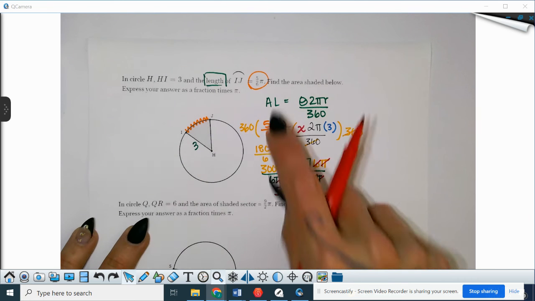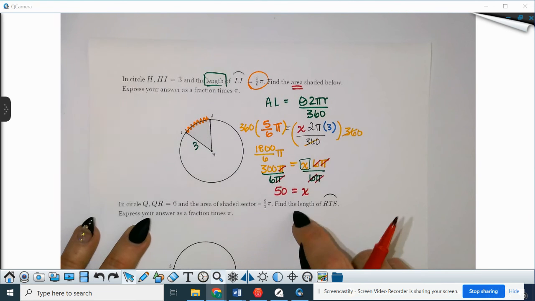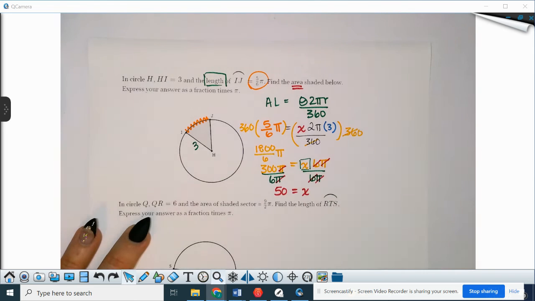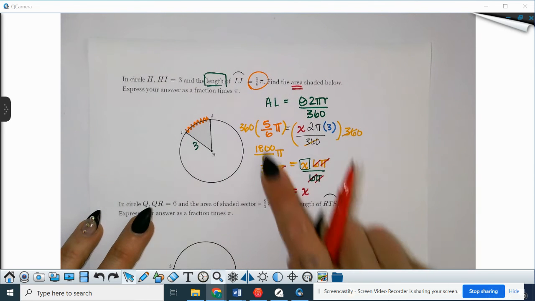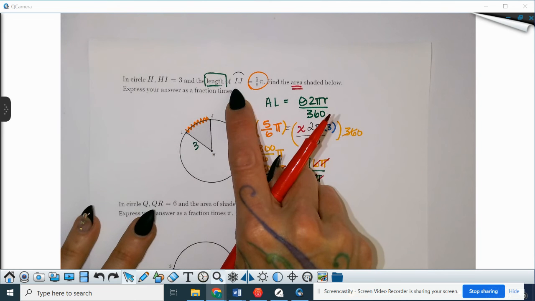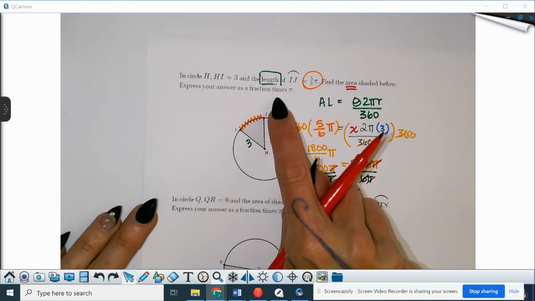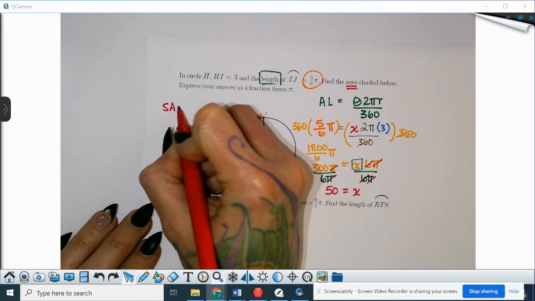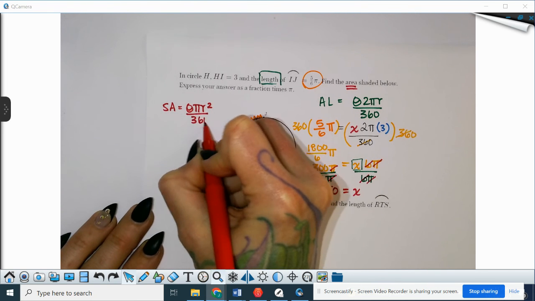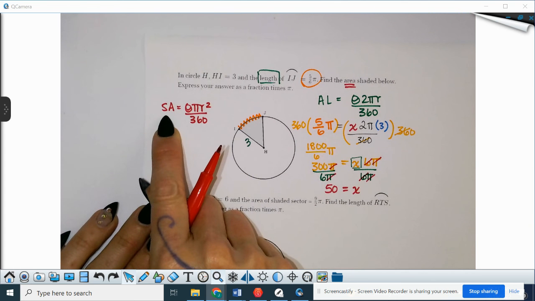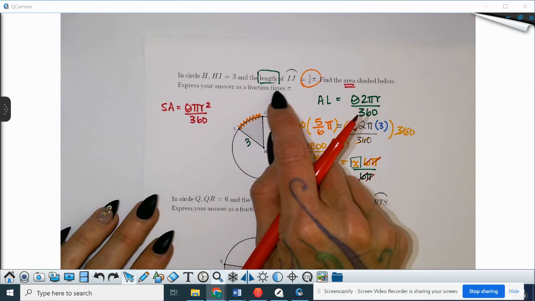Now, the question says, find the area of the shaded region below. So every time we need theta and radius to solve for either. We have our radius. We do not have a theta until we did this math. You had to do this formula because they gave you the length. Now we're going to find the area of this shaded region and express it in terms of pi. So again, sector area is theta times pi r squared all over 360. We are solving for sector area because that's what it asked for. Find the area of the shaded region, express your answer as a fraction times pi.